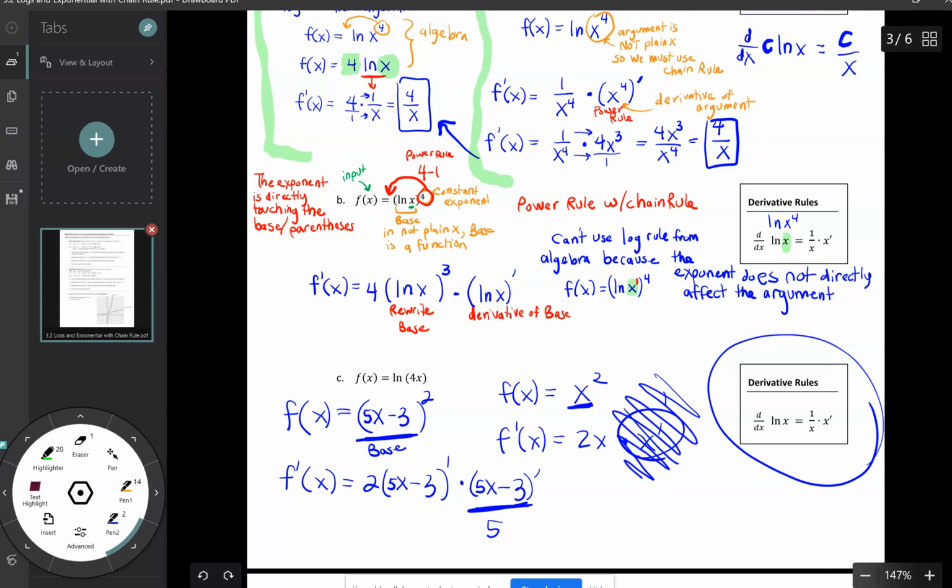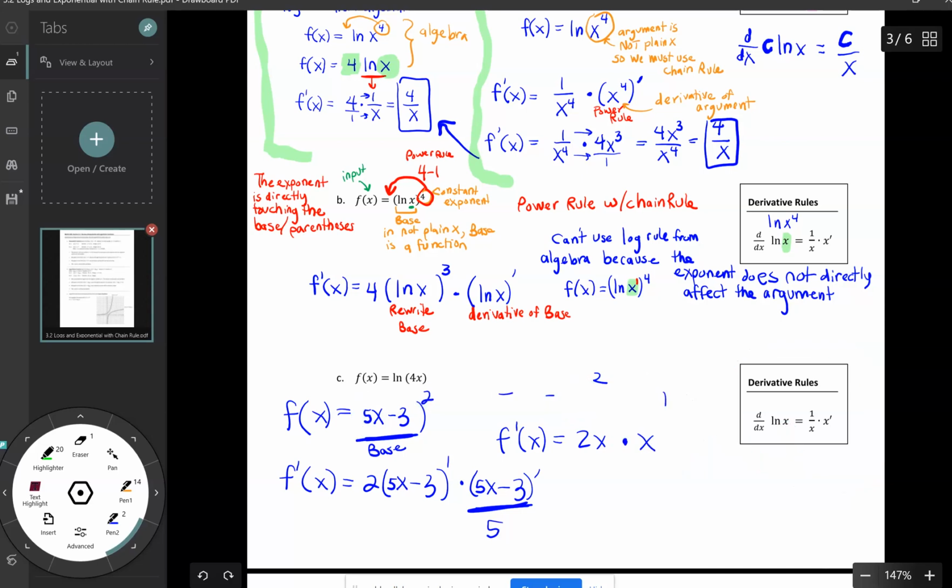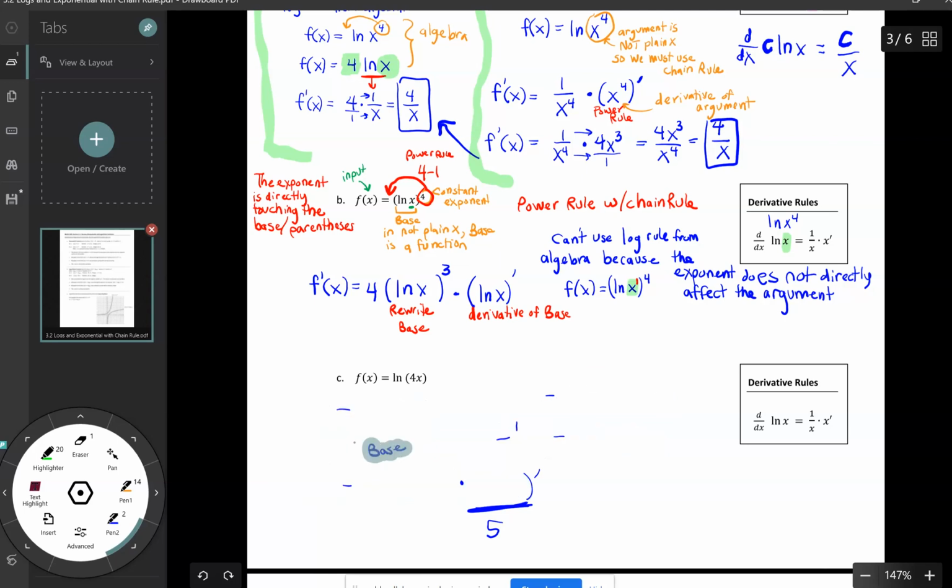Same thing goes with logs. If your argument is more complicated than a plain x, you have to do chain rule. And chain rule says you tack on the derivative of that composite function. In the log case, it's the argument that's composite. If you're struggling with this, make sure you watch some videos this weekend about composite functions. I know it's a prerequisite from college algebra and you're supposed to know it, but we might need to dust the cobwebs off. So watch some videos, look at your old notes from college algebra about composite functions, and that'll help you with this chain rule.